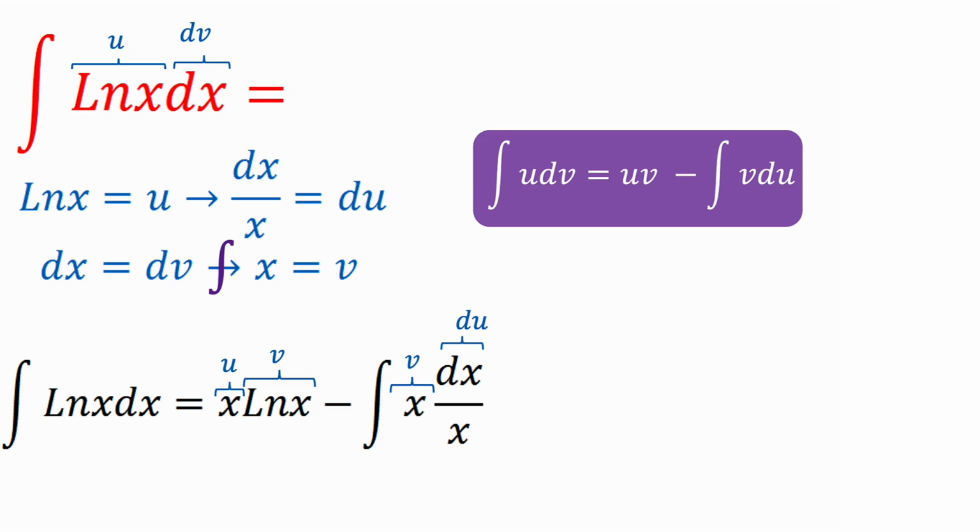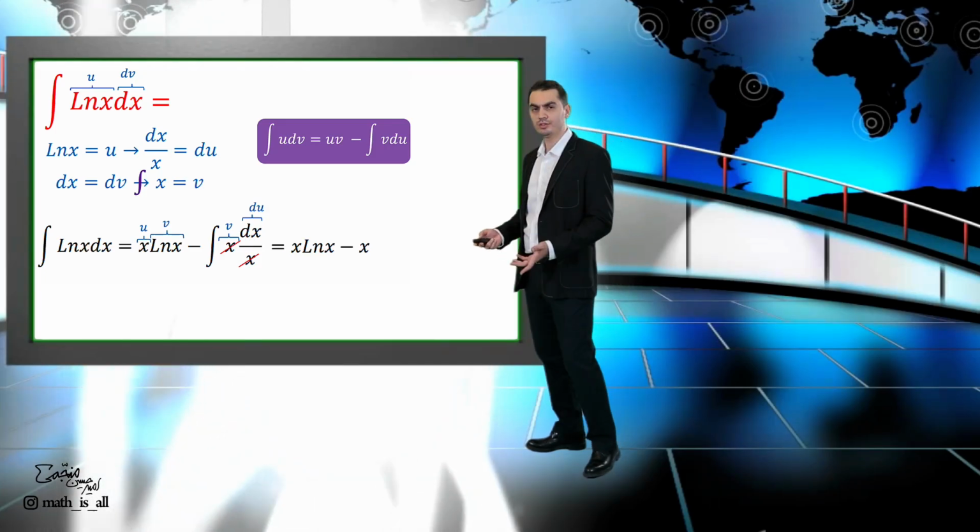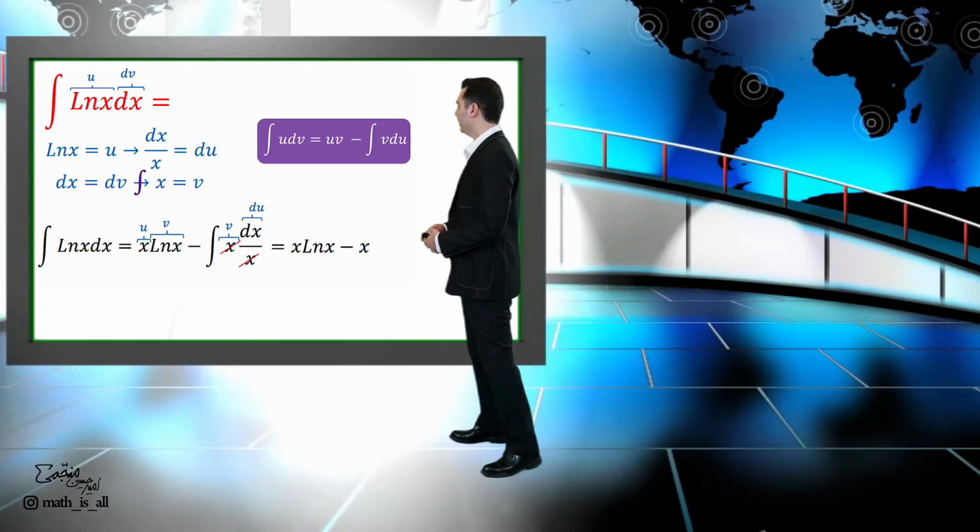We had written it dx over x. Well, the terms cancel each other out in the integral. In the second integral, what remains is minus the integral of dx, and the integral of dx, of course, becomes x. So the final result of the integration is uv, which means x times the natural logarithm of x minus x. It is a very straightforward method, as you can see.